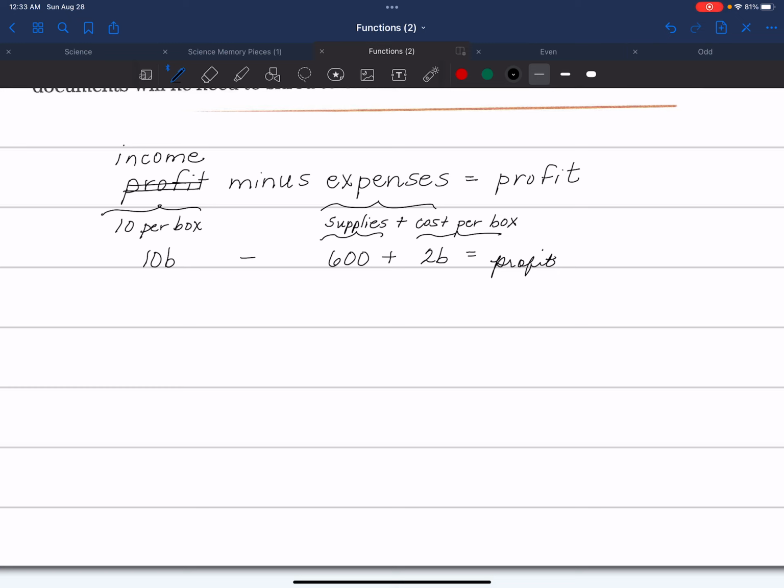And I'm going to say at what point will his income equal his expenses, because we want him to break even. That means he hasn't lost any money, but he hasn't gained any money. We want those two things to balance each other. So his income would be $10 a box. At what point would that equal this amount?